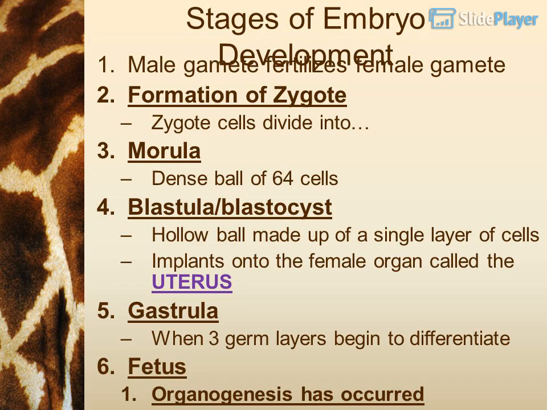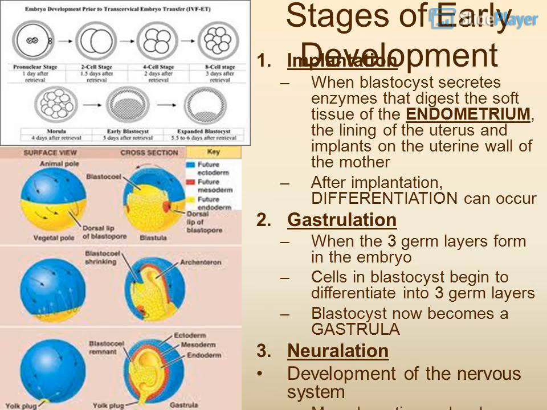Stages of embryo development. Male gamete fertilizes female gamete. Formation of zygote. Zygote cells divide into morula. Dense ball of 64 cells. Blastula/blastocyst. Hollow ball made up of a single layer of cells. Implants onto the female organ called the uterus. Gastrula. When 3 germ layers begin to differentiate. Fetus. Organogenesis has occurred.